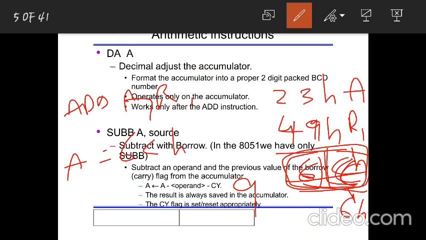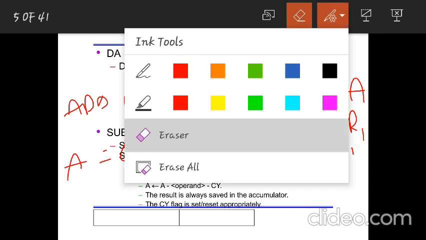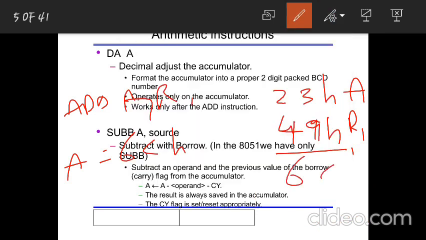Okay, so now convert this 6C, which is what you got here. C is greater than 9, so you are adding 6 to this. Okay, so this answer you got is normal binary addition, whereas after adding 6, the result you get is in the format of BCD.